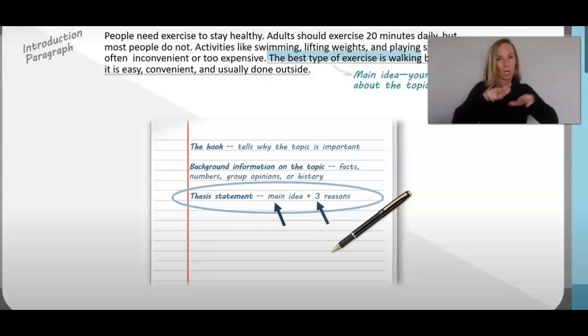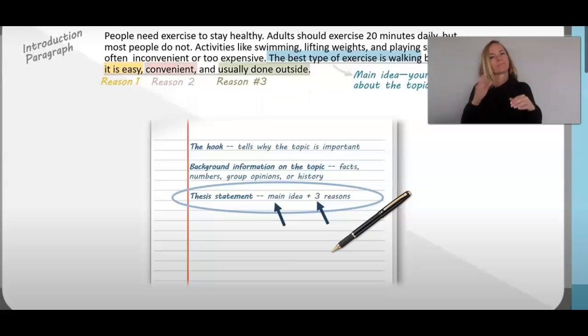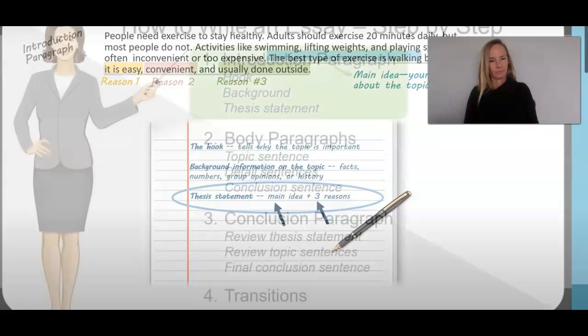The thesis statement also gives 3 reasons for your main idea. Our 3 reasons are, reason 1, because it is easy. Reason 2, it is convenient. And reason 3, it is usually done outside.